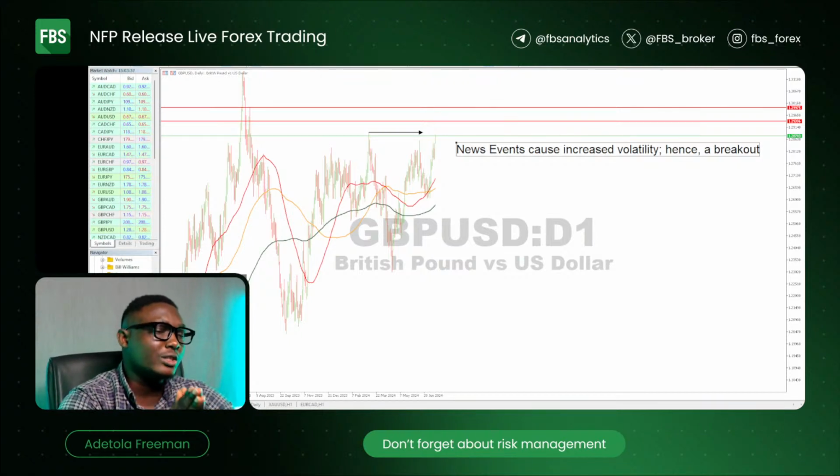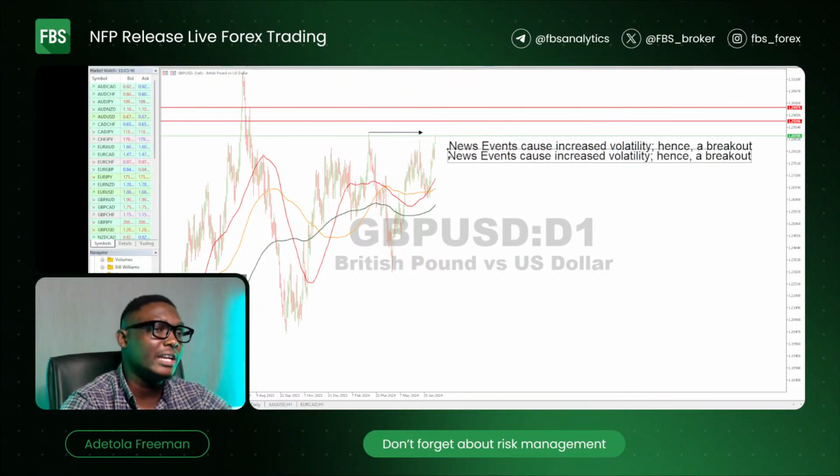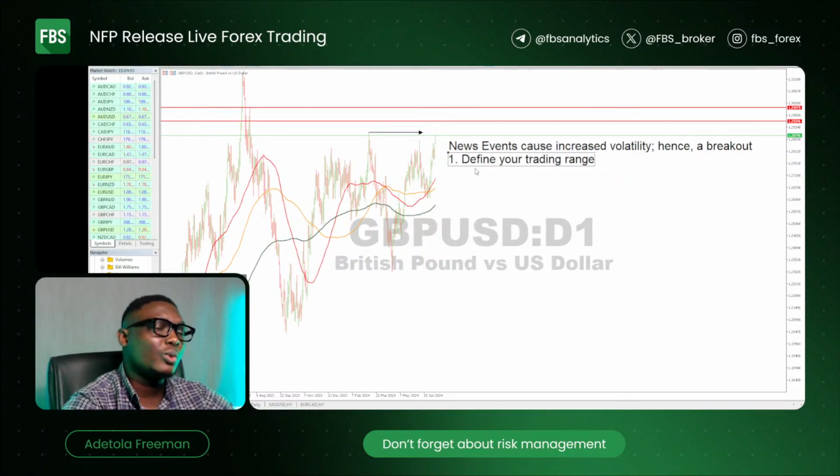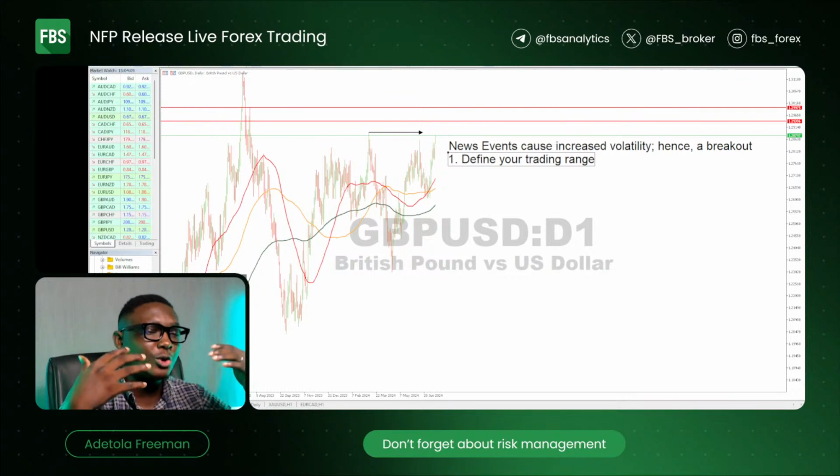What we do in straddle is, first of all, define a range, because it is impossible to trade breakouts if you do not first define a range. So the first thing to do when you want to trade straddle is to define your trading range. That is why I've told you a couple of times that the safest time to trade straddle is when you go on your chart and you can clearly see an established range.